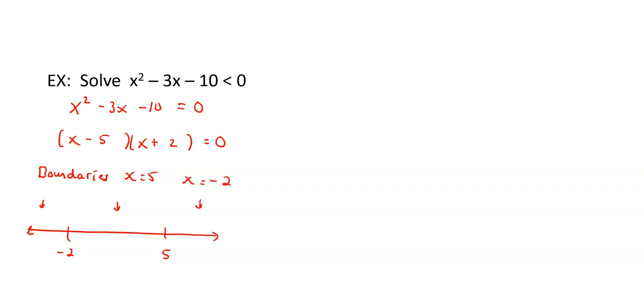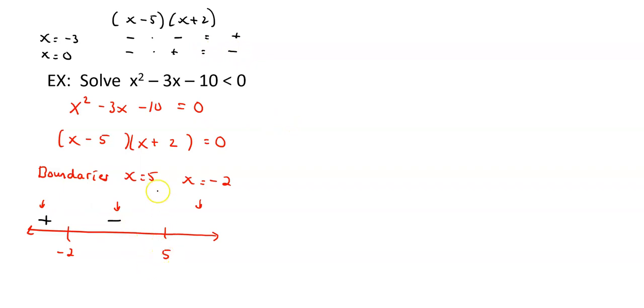So let's try negative 3. Now, you could put this into either the factored form or the unfactored form, but look at the factored form. The factored form is x minus 5, x plus 2. If I put in x equals negative 3, negative 3 minus 5 is negative 8. That's negative. Negative 3 plus 2 is negative 1. That's negative. A negative times a negative is a positive. So to the left of negative 2, that function is positive. Put in x equals 0. 0 minus 5 is negative. 0 plus 2 is positive. Negative times a positive is a negative.